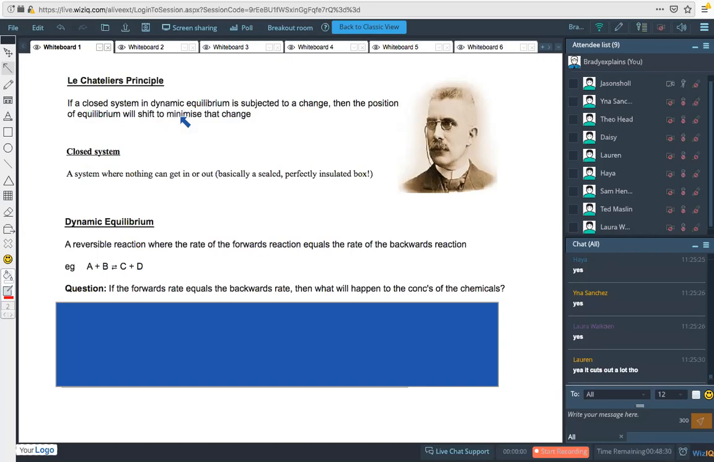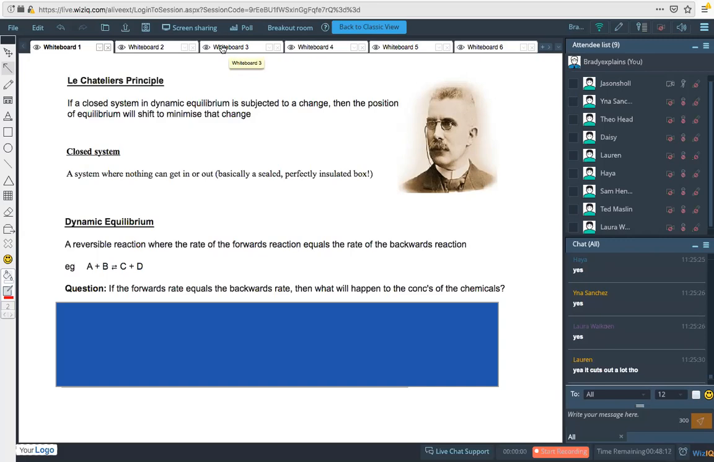This word here, minimize, is important. It doesn't reverse the change, but it does minimize it. So if I increase the pressure by 100, the position of equilibrium would bring it down by, I don't know, 80 or whatever.